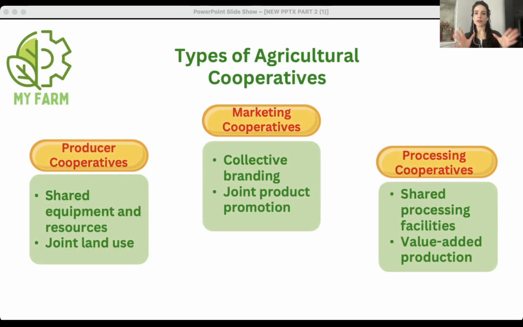So, there are several types of cooperatives in the agricultural sector. The first one is producer cooperatives, and this includes, for example, joint ownerships of equipment and land use. The second one is marketing cooperatives, and this includes, for example, shared branding and product promotion. The third one is processing cooperatives, and this includes joint ownership of a facility to add value.